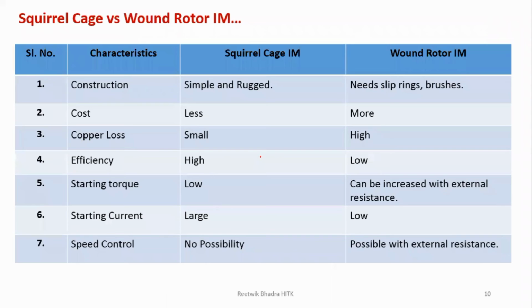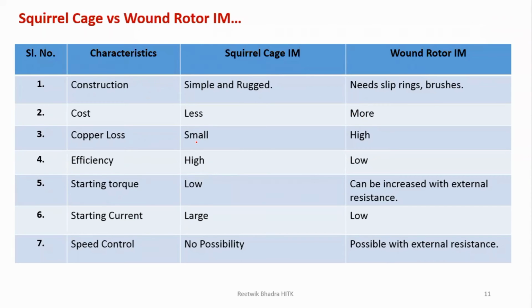Now in the next slide, I have tried to give a small overview comparing the two, squirrel cage and induction wound rotor. I've almost explained all the points, so let's go through it. Squirrel cage is simple and rugged. Wound rotor needs slip rings and brushes, so it requires some maintenance of the slip rings and brushes. Cost is less in the squirrel cage because no external structures are needed. In the wound rotor, cost is obviously more. Copper loss will be small. What is copper loss? I squared R.